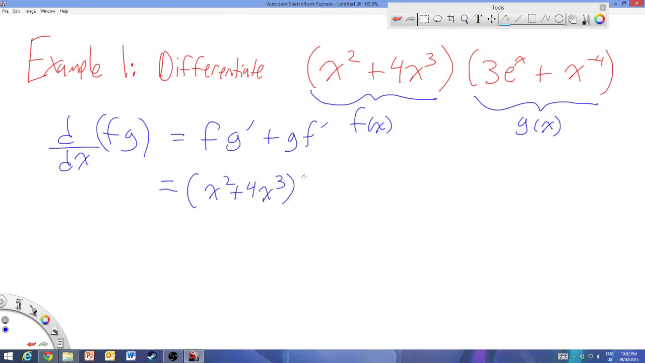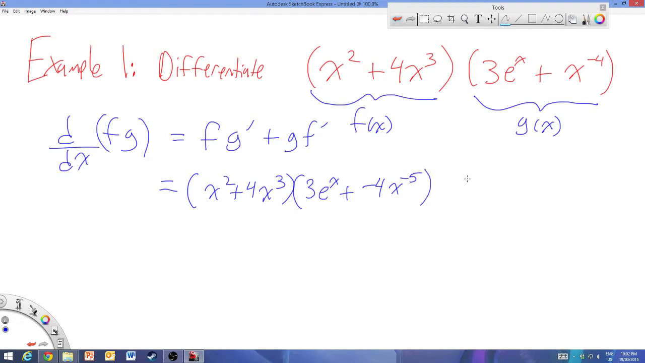Then we multiply by the derivative of g of x. That was g prime, so we just take the derivative of this. So the derivative of 3e to the x, well, this is just going to be 3e to the x, remembering that e to the x is its own derivative. And then we're going to add this to the derivative of x to the negative 4, which is going to be negative 4x to, and then we bring the negative 4 down, and then we subtract 1 from it, so it becomes negative 5.